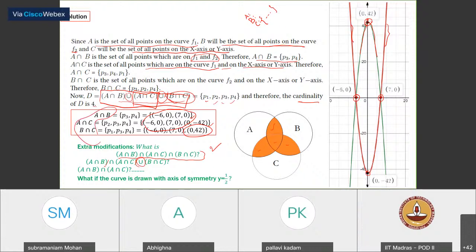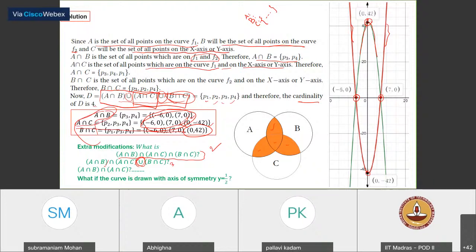So A cap B is minus 6, 0, 7, 0. A cap C is minus 6, 0, 7, 0, 0, minus 42. Fine. Now there is one, the union. So these two elements, minus 6, 0, 7, 0, and this one, 0, 42. So it is becoming 3. Okay. Then A cap B cap A cap C. So now this part is removed. A cap B, A cap C.